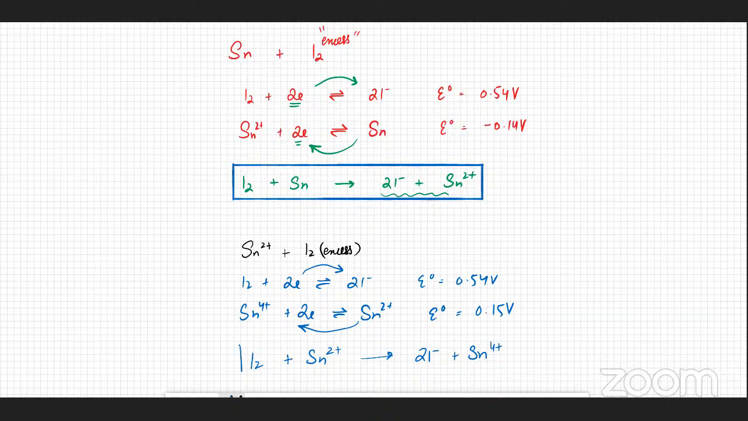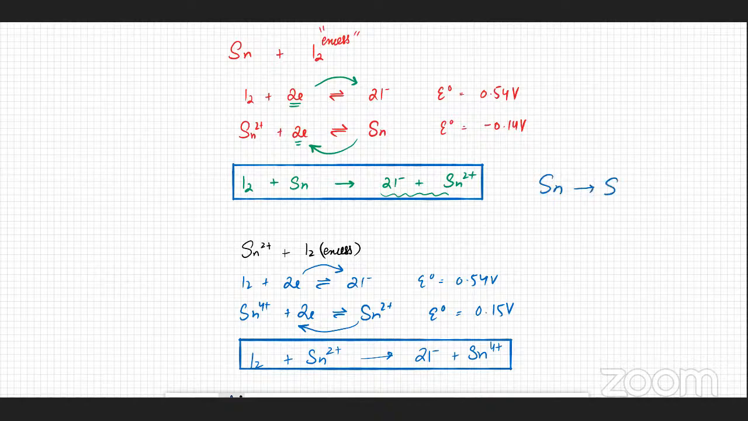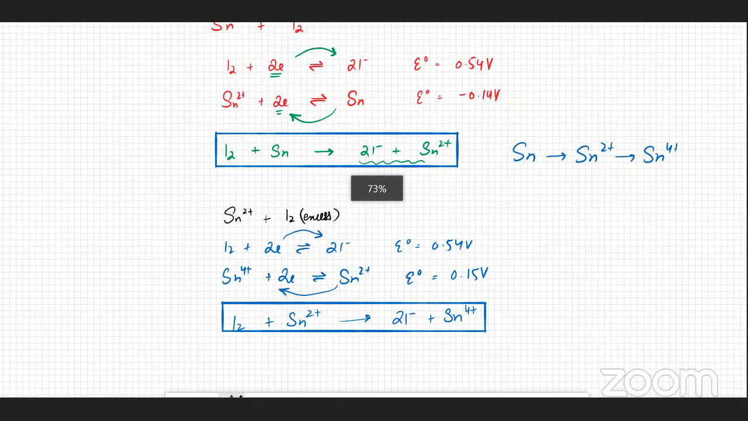ठीक है, this one. And you have this one. So what happened? First Sn changed into Sn2 plus, and then it further changed into Sn4 plus in the second reaction. Iodine ने पहले उसको 2 plus में convert किया, and then it changed it again into 4 plus. If you want to write the overall equation, you're going to add up the two reactions. So it's going to be 2I2.